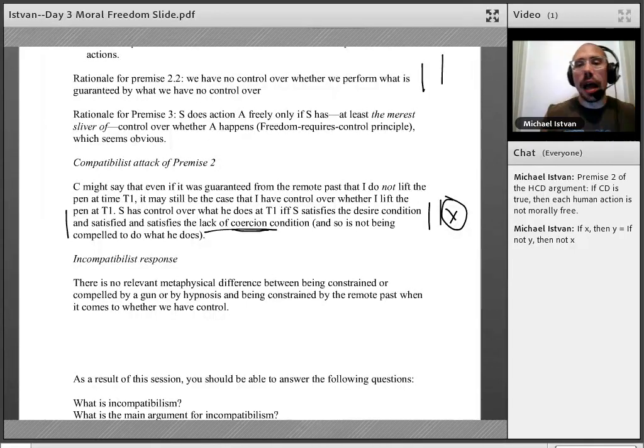So I'm not even going to go over the attack on the desire condition. I already did that last class, so it's a review of when I just went over the attack on the lack of coercion condition. That was itself review, so I won't go into it. But for an extra response to this move against premise 2, you can go back to the previous video.